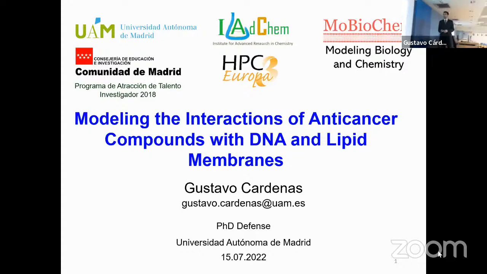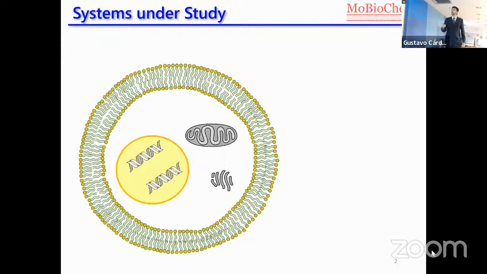So my PhD work consisted of the modeling of the interactions between anti-cancer compounds and either DNA or lipid membranes. So I would first of all like to start with considering the systems under study in this PhD work, and also the situation we are studying. So suppose that this is a very, very simplified model of a carcinogenic cell. And suppose now that we have nearby an anti-carcinogenic drug over here. So of course here there could happen several things, but we're just going to consider two of them for simplicity, because those were the ones that we considered.